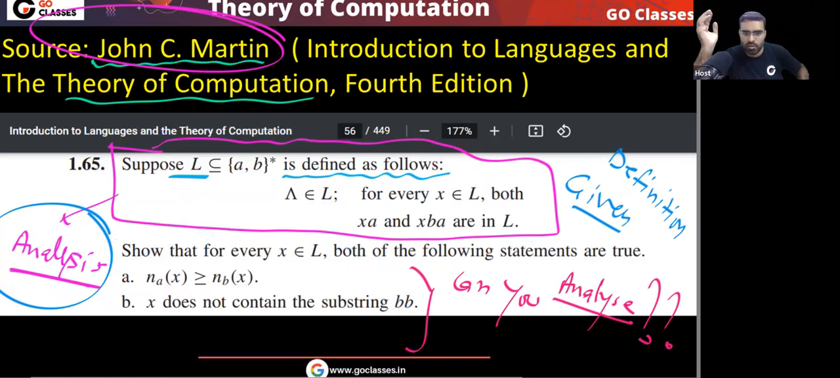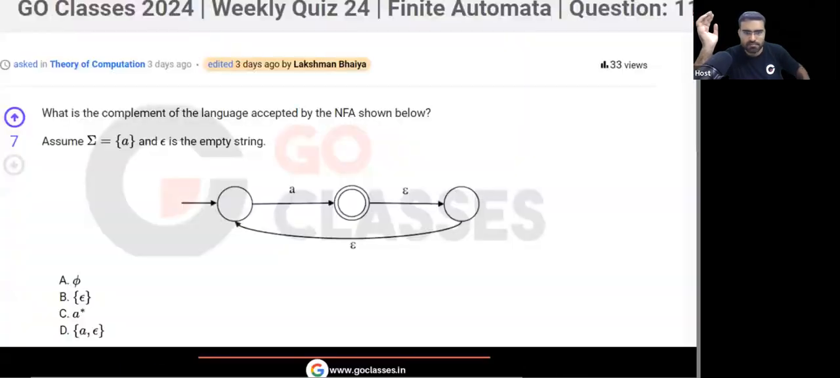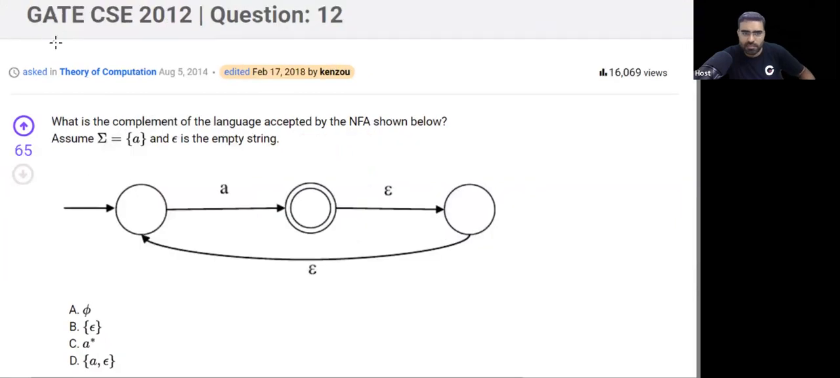Okay, so anyway, now let's move on. Let's see this question. This is your weekly quiz, question number 11. This question is taken from the GATE exam, from GATE 2012. So this question is a GATE exam question.